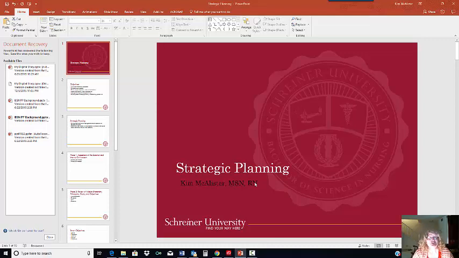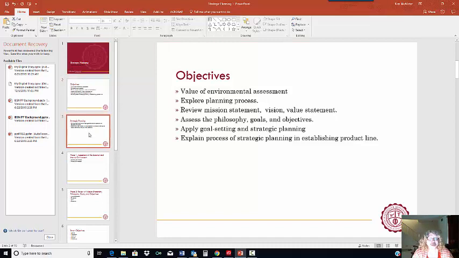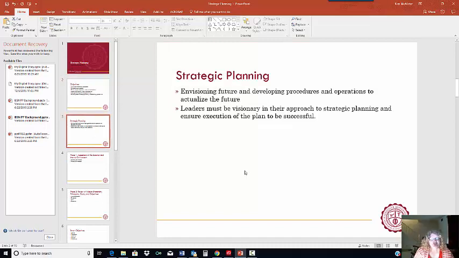Let's look at what strategic planning is. Strategic planning envisions the future and helps develop procedures and processes to get there. Leaders have to be able to look down the road in the future and conceptualize what may be needed.